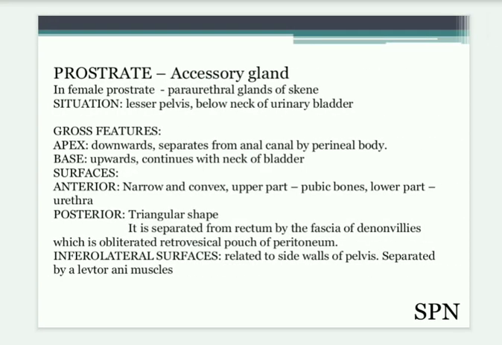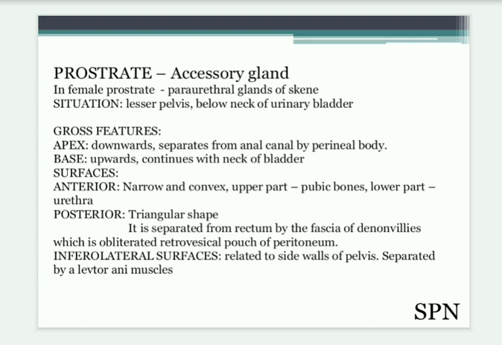Next, if we enter into some details, it is an accessory gland, and in females, the prostate is represented by the paraurethral glands of Skene. Its situation is in the lesser pelvis below the neck of the urinary bladder. Its apex is downwards, separated from the anal canal by the perineal body, and the base is upwards, continuous with the neck of the bladder.